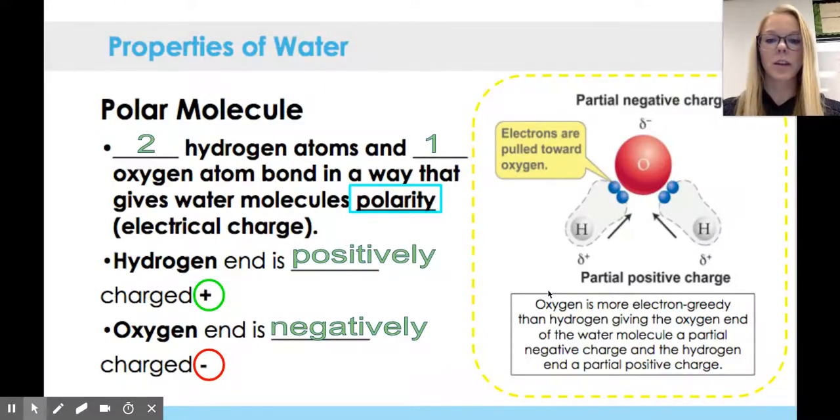Let's look into the polarity of water molecules. A water molecule is made up of 2 hydrogen atoms and 1 oxygen atom. They bond in a way that gives water molecules polarity. Electrons are pulled towards the oxygen molecule. Remember that electrons are negative, so this makes the oxygen more negative. This also takes electrons away from the hydrogen atoms, which makes the hydrogen atoms more positive. Your second keyword is water.